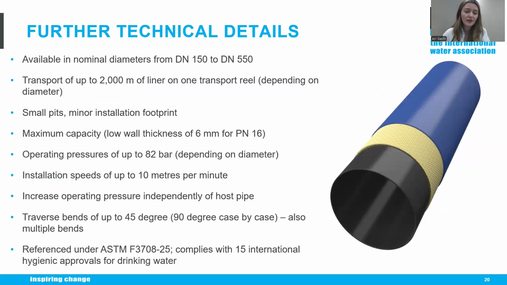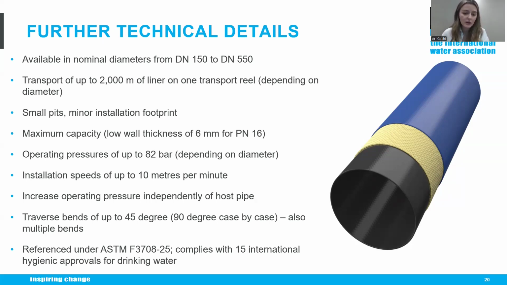Okay. And that's not it with that. The system is currently available in diameters ranging from DN150 to DN550. Depending on the diameter, installation lengths of well over 2 kilometers can be achieved in a single section. And because the wall thickness is relatively small, the hydraulic capacity remains high compared to other methods.